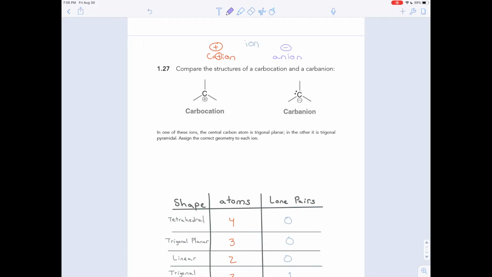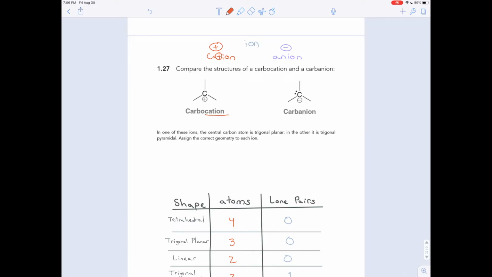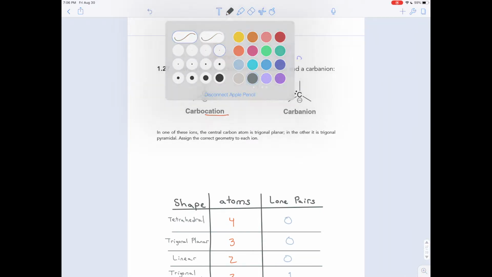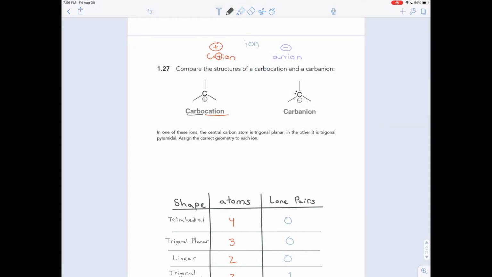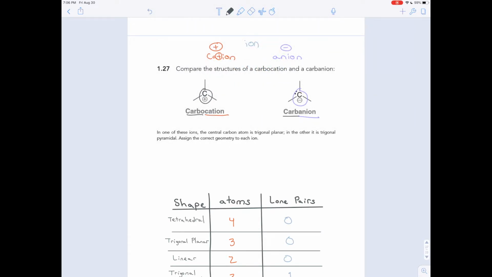Now, if the positive charge is on a carbon, it's a cation because it has a positive charge, and carbo because it's on carbon. And if you have a negative charge on a carbon, it's an anion because of the negative charge, and it's on carbon. So carbanion. So that's where those names are coming from. And we'll see these appear a lot later in the course, especially carbocations.